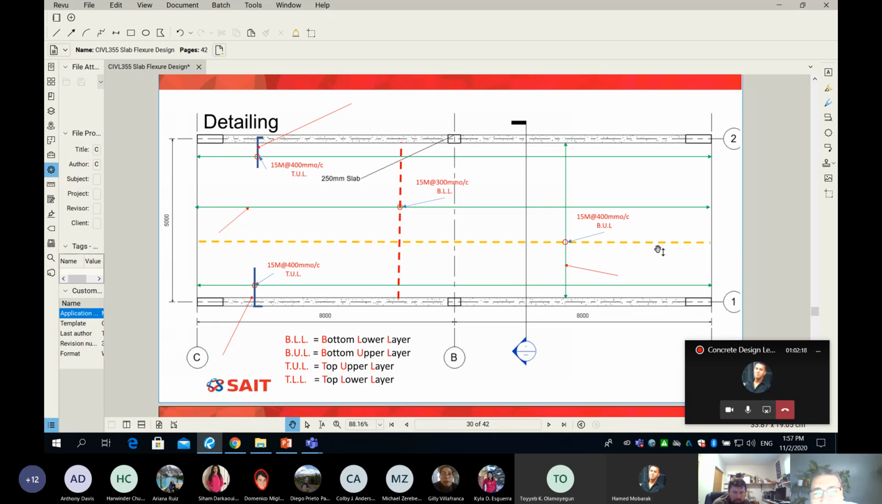The reason why we add the red rebar at the bottom, you can see it's PLL. PLL means bottom lower layer, because simply we need a lever arm. So if you put it on the upper layer, we lose lever arm. That's why the red has to go on the bottom lower layer, and the yellow will go on the bottom upper layer.